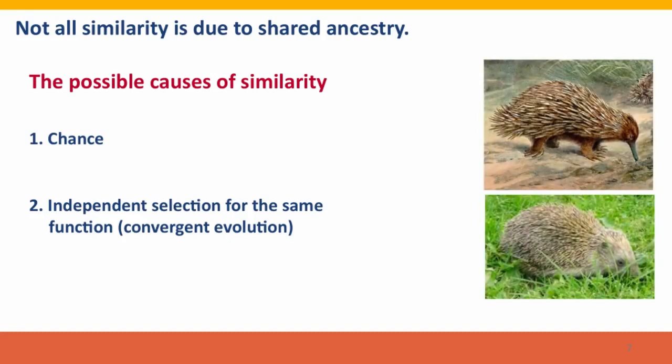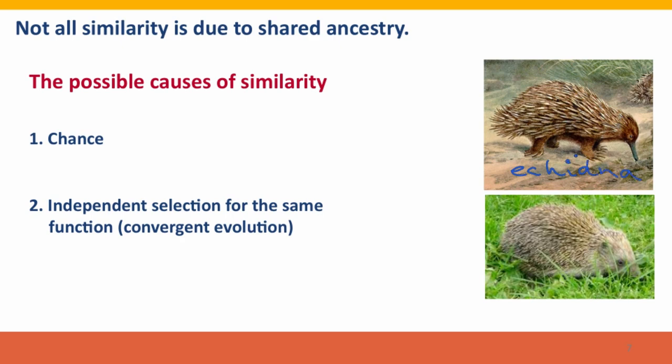Similarity can also arise in independent features that become similar because natural selection is selecting for the same function. Here we see two animals. This is the Australian echidna.